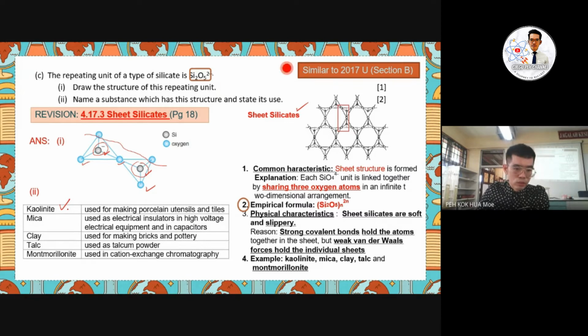So here you just need to give one name of substance. We have the same structure and give the uses or application. Okay, all will be at your notes, page 18, section 4.17.3. So this is a straightforward question, but you have to memorize.